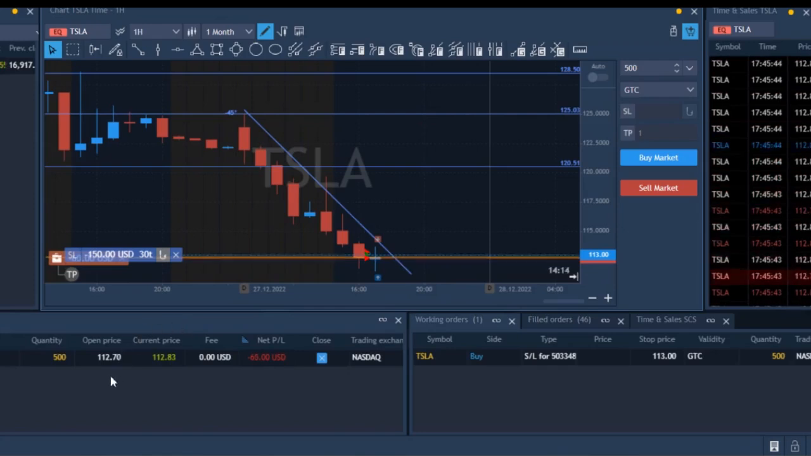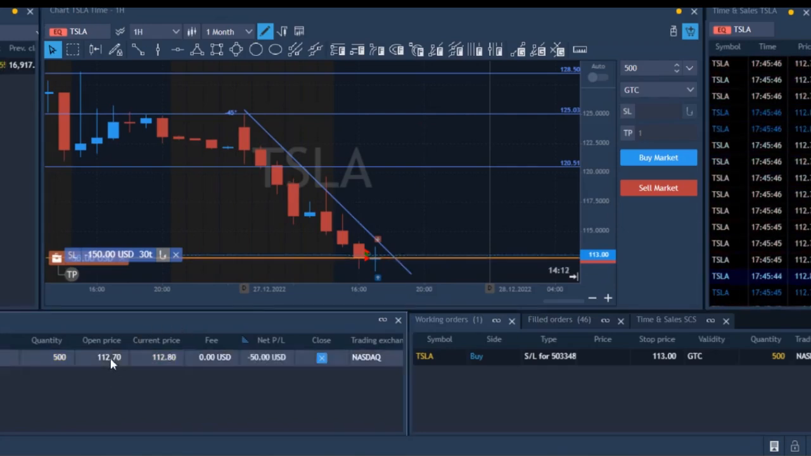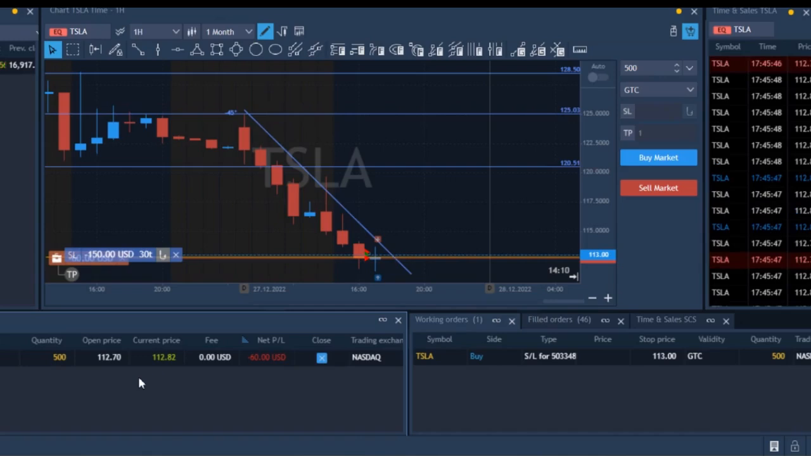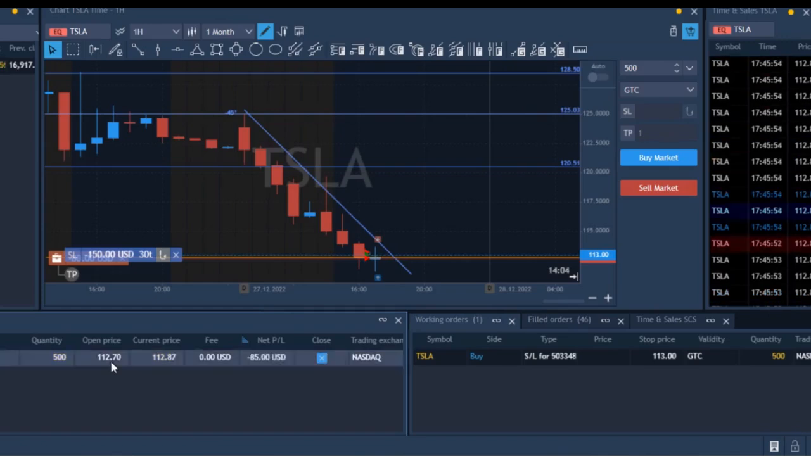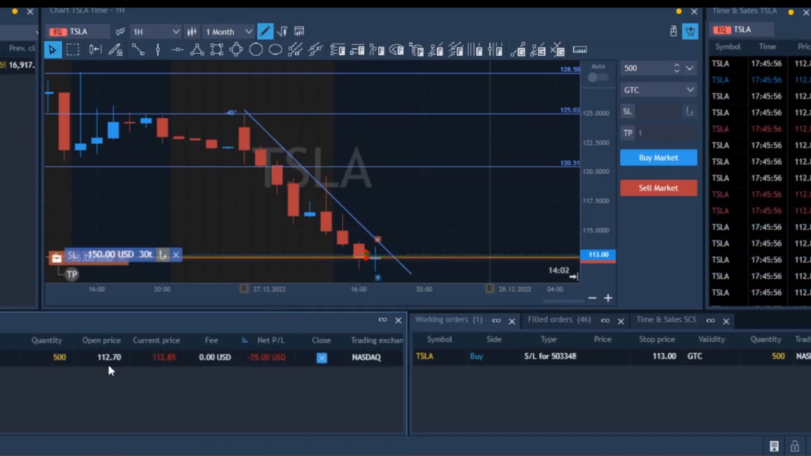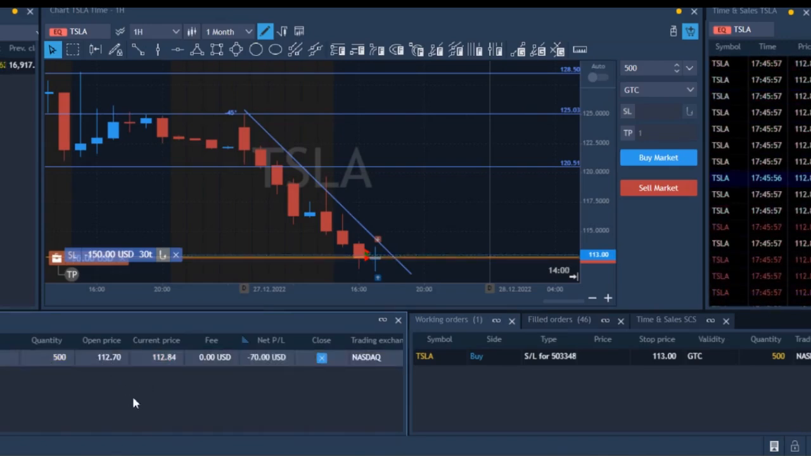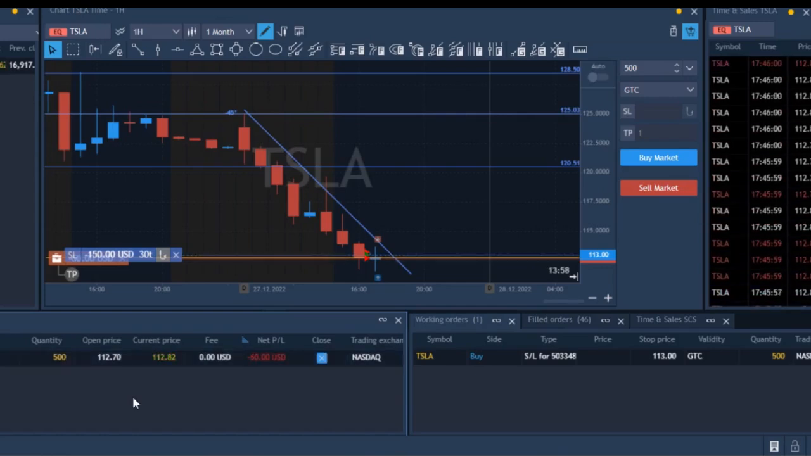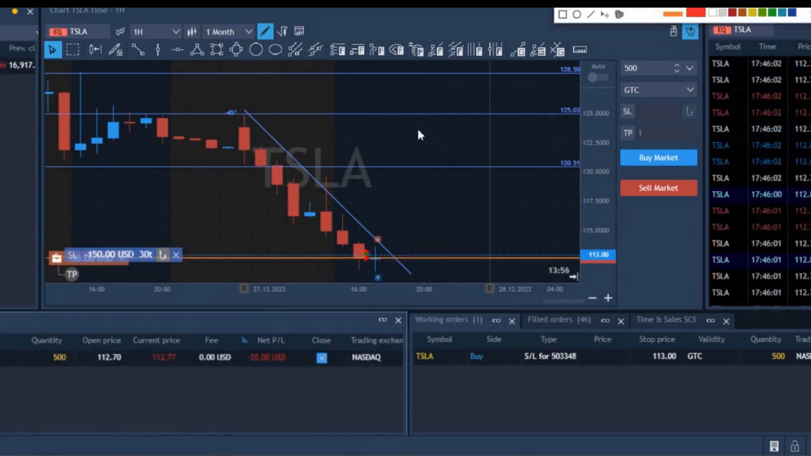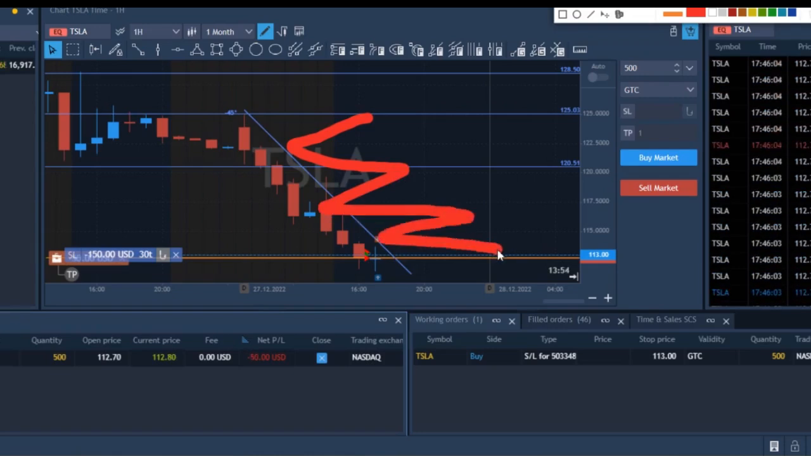Is 11270 a whole number, the price we opened it at? No, it's not a whole number. If I can go to 1112 or 112 and I take 70 cents on 500, that's already a good profit. But the most important thing is I'm going with the flow here. I'm going with the momentum.